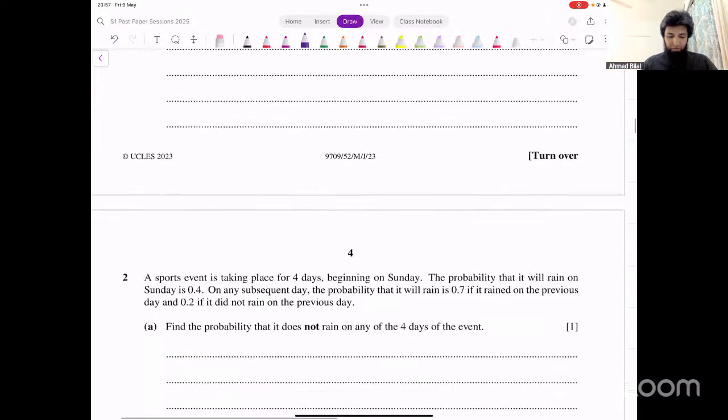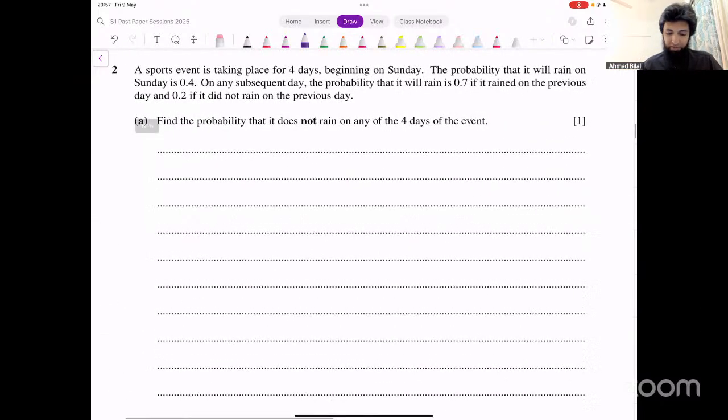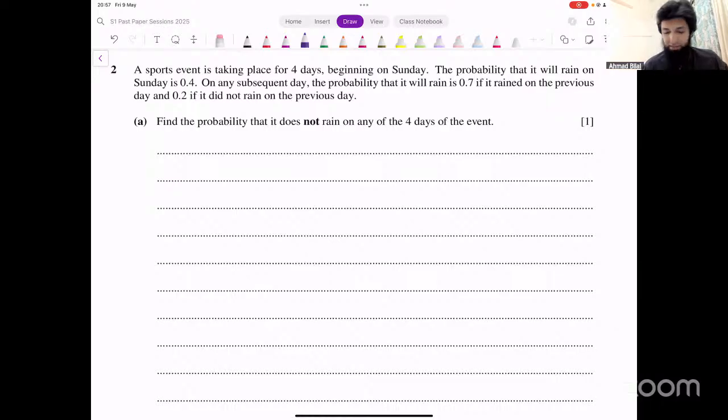Okay, let's move on. Question number 2. A sports event is taking place for 4 days, beginning on Sunday. The probability that it will rain on Sunday is 0.4. On any subsequent day, the probability that it will rain is 0.7 if it rained on the previous day, and 0.2 if it did not rain on the previous day. Find the probability that it does not rain on any of the 4 days of the event.